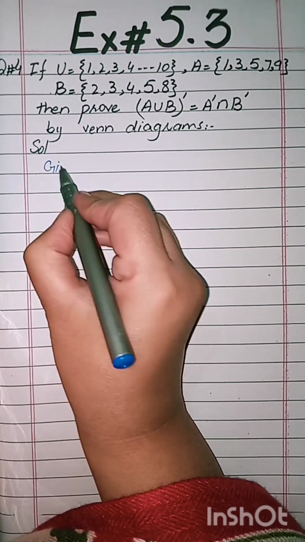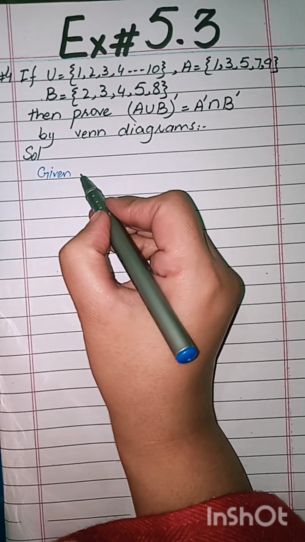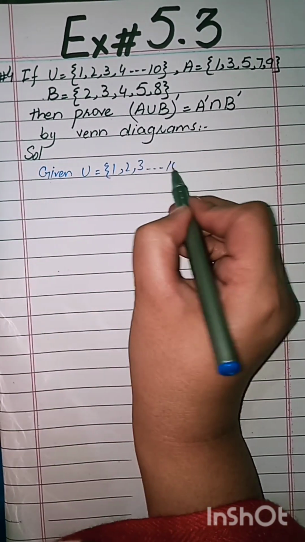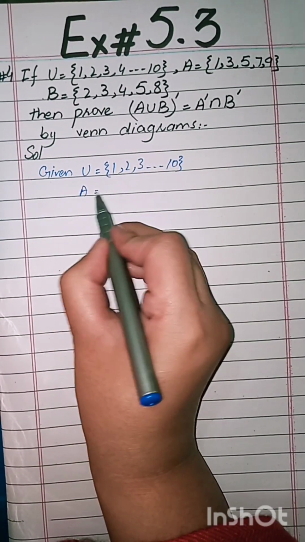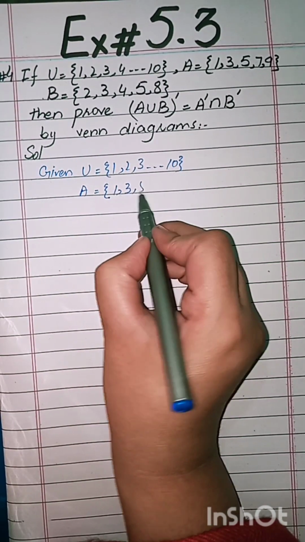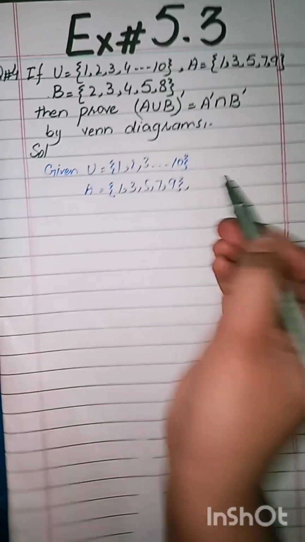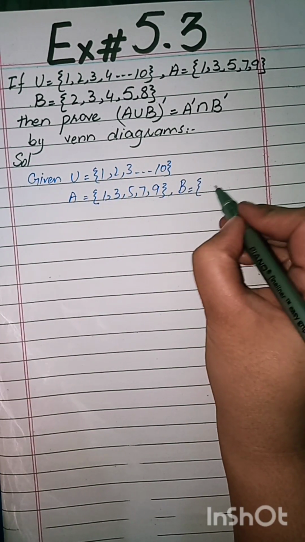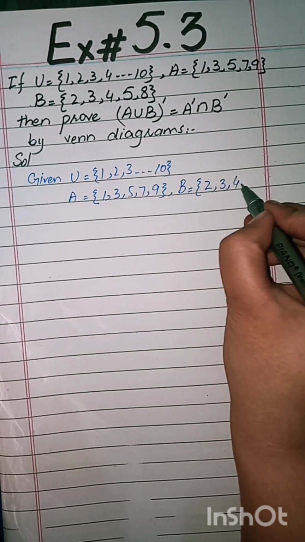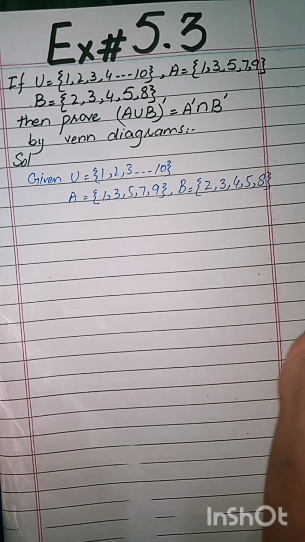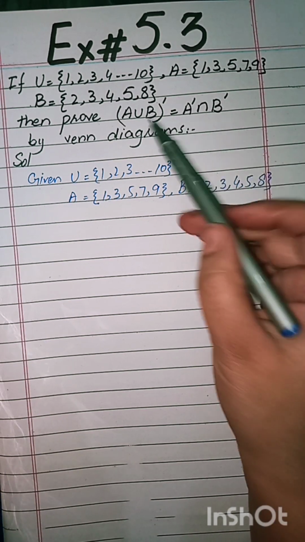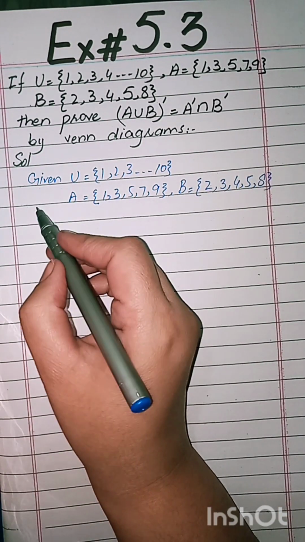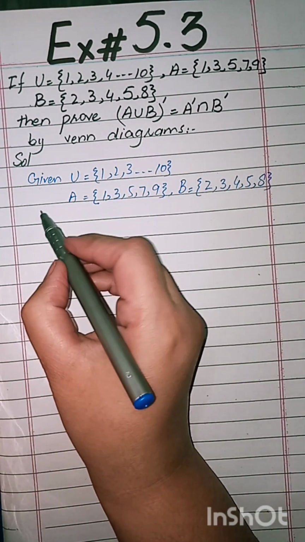The given values are U, which is equal to 1, 2, 3 up to 10. A is equal to 1, 3, 5, 7, 9 and B is equal to 2, 3, 4, 5 and 8. Now we have to find A union B whole complement is equal to A complement intersection B complement.